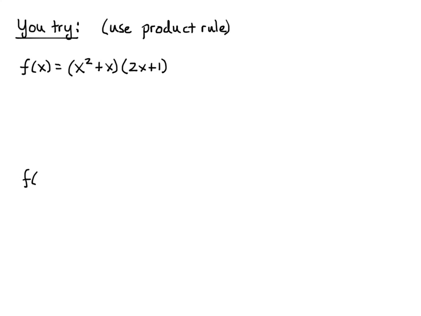Okay, so it's possible to multiply these out and just use the power rule, and I would probably advise you to normally do that if you just have simple polynomials like this. But here, since we're learning the product rule, please do it by the product rule. And then this one, I think, is much easier to do with the product rule.